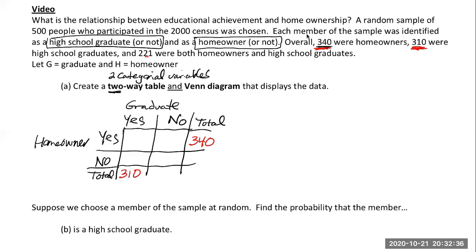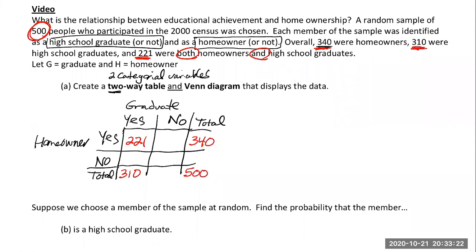And then finally, 221 were both homeowners and high school graduates. So that would be yes graduate, yes homeowner, 221. The other number we know is 500, which was the total. So that would be the total in the corner there, 500. Now, based on that table, you could fill in the rest, doing a little adding, subtracting.